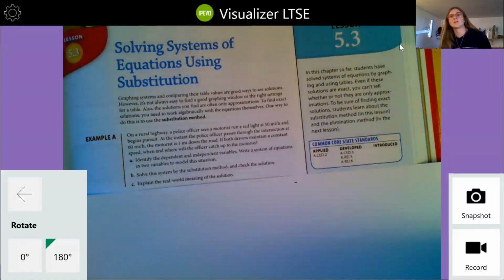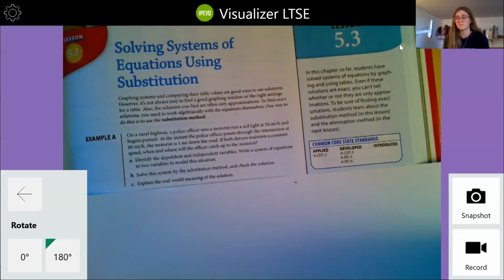Okay, we're going to start working through solving systems of equations using substitution. Like I mentioned in the intro video, graphing systems and comparing tables are good ways to see the solutions of a system of equations. However, it's not always easy to graph something, and also this is really only just an approximation.